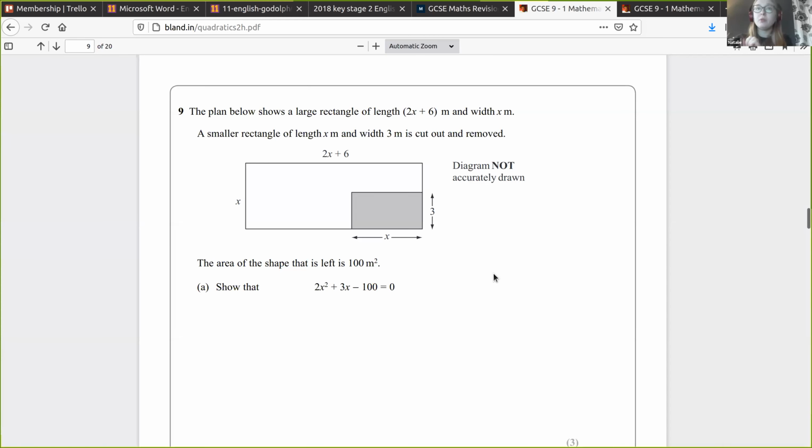There we go. I lost Zoom for a second. Not very good. Okay, so let's zoom this in.